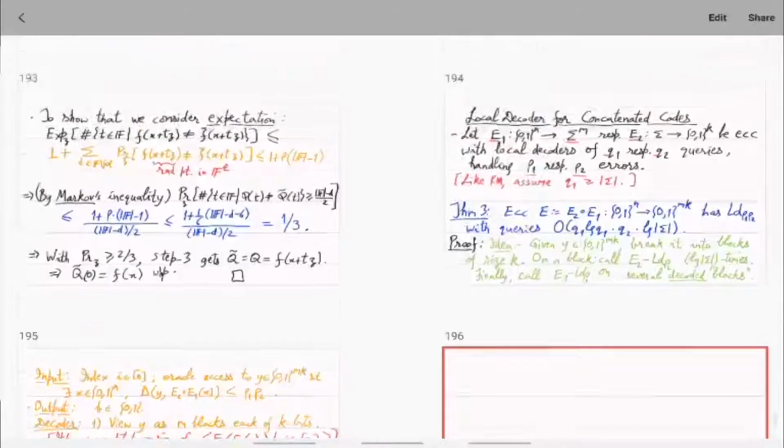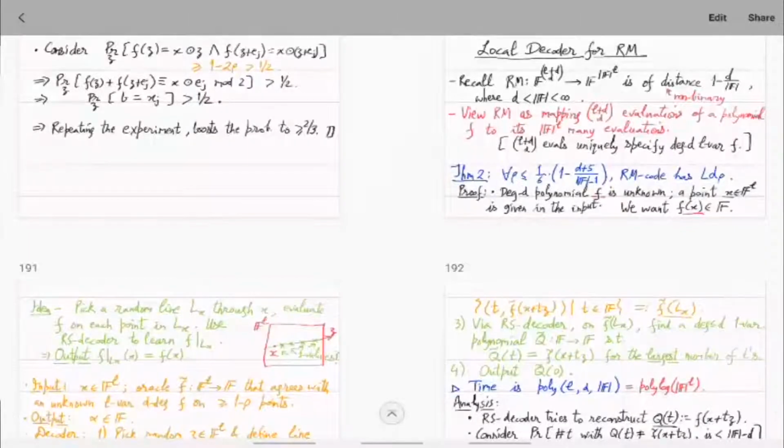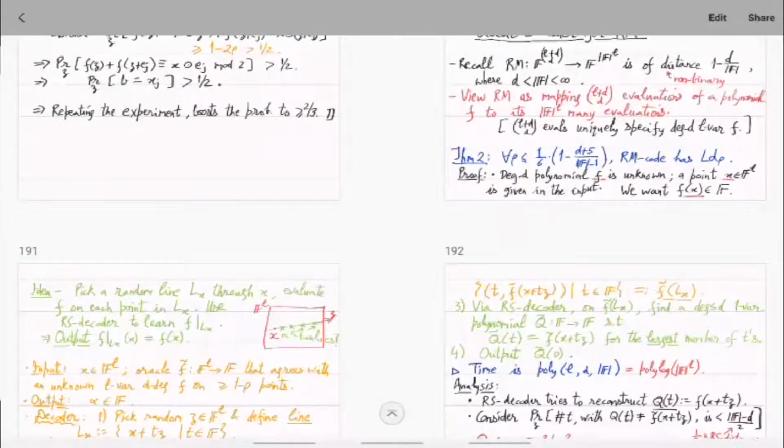Local decoding, and we did it for Walsh-Hadamard. By just doing 2 queries, we can recover a bit of x. Then we did local decoding for Reed-Muller, which will also imply local decoding for Reed-Solomon. So here this was more complicated because it's a multivariate polynomial over a finite field.